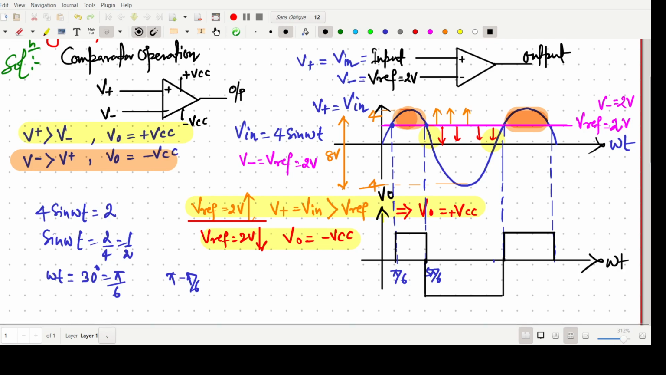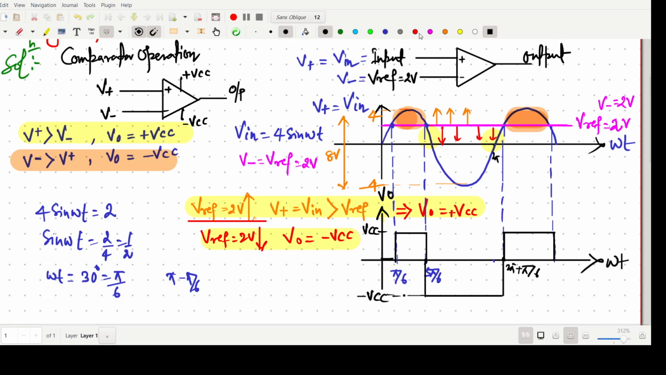So this point is pi by 6, and this point will be 2 pi plus pi by 6. So this one is the output response of the comparator, and this will be our plus VCC and minus VCC.